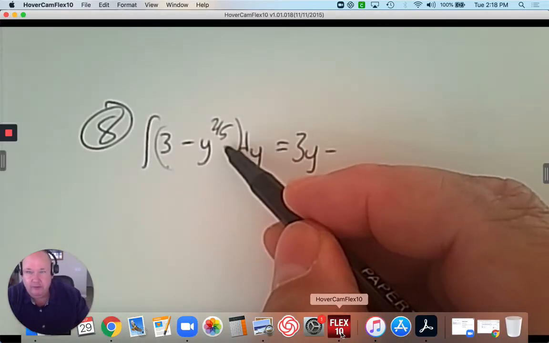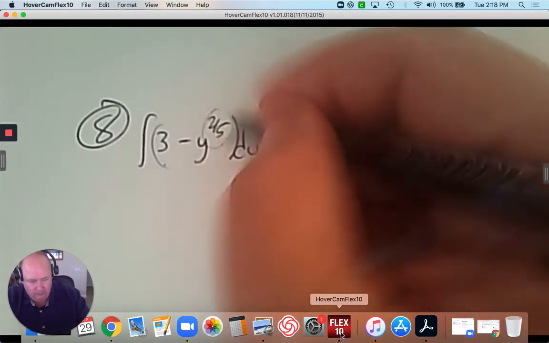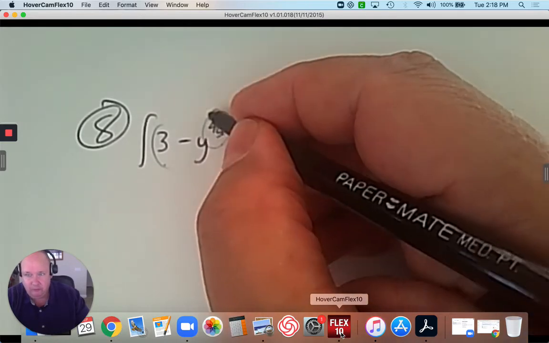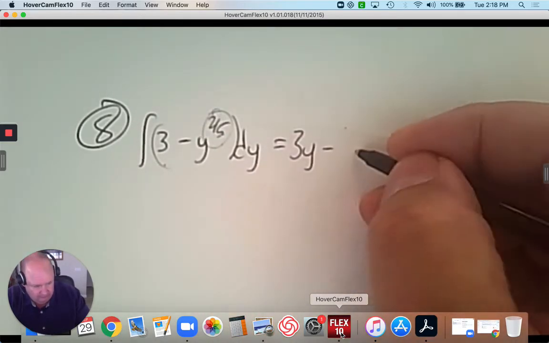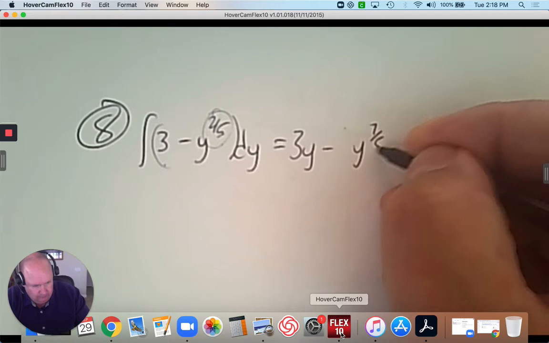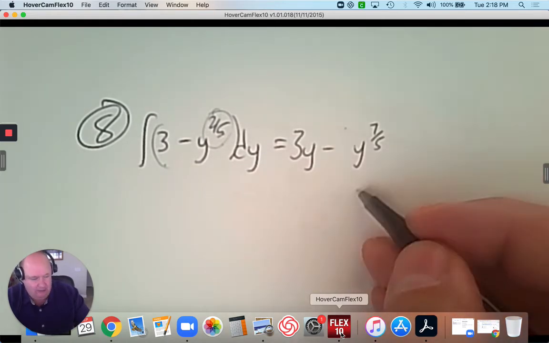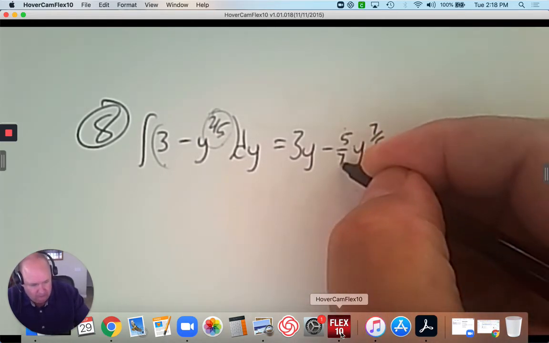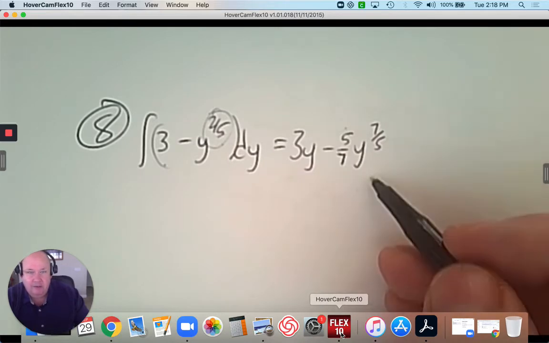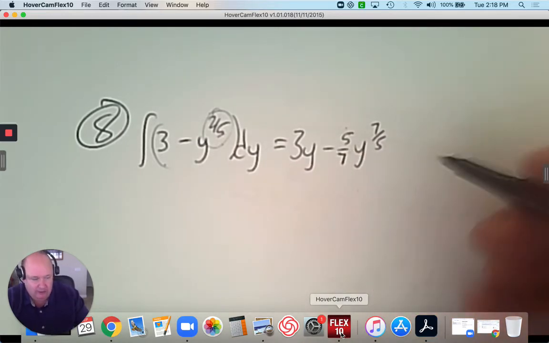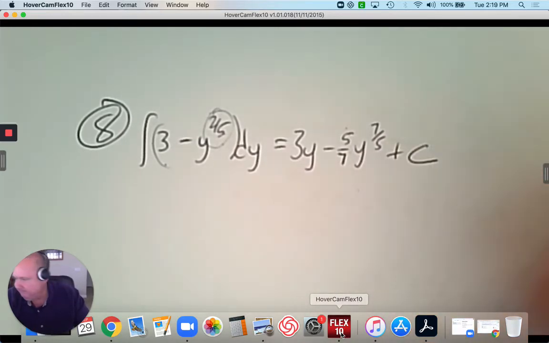to the 2/5, you add 1. So that means you just go 5 plus 2. So that's 7. And instead of dividing, you go times the reciprocal. Practicing multiplying times the reciprocal will be helpful. And then the constant. Done.